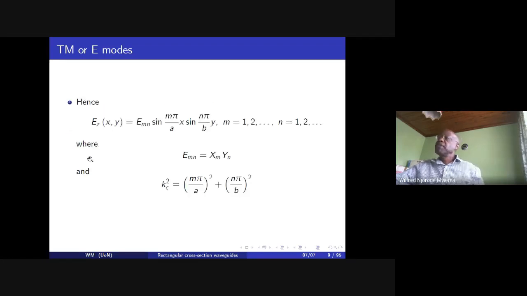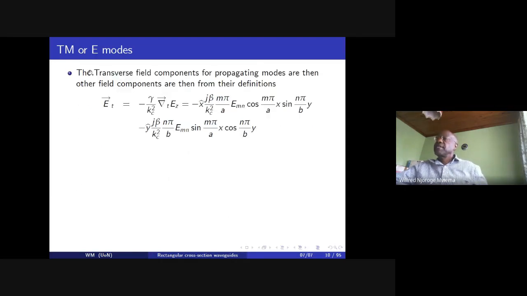And therefore, since we say that Ez of x and y is equal to X of x times Y of y, we therefore have a value of Emn sine m pi by a x sine n pi by b y for m equal to 1, 2, and so forth, and n equal to 1, 2, and so forth, where Emn is equal to Xm and Yn, and is the amplitude for the particular mode mn. And the kc squared is going to be given by m pi by a all squared plus n pi by b all squared, because this is kx squared plus ky squared, as we already saw before.